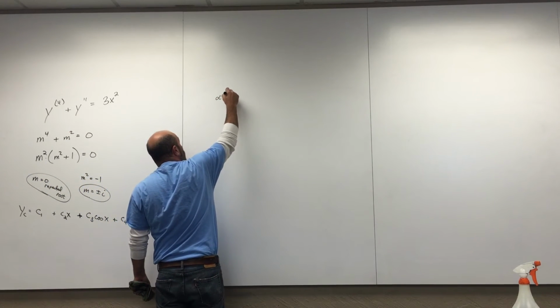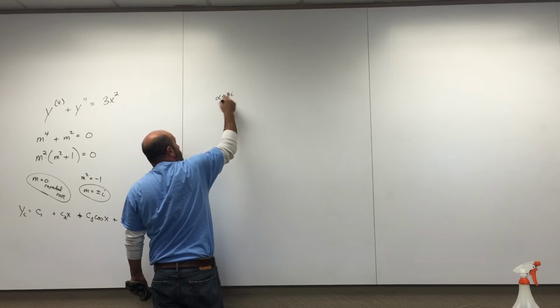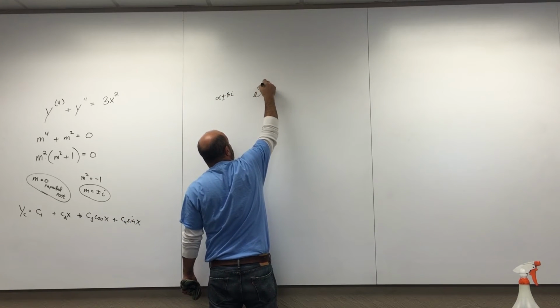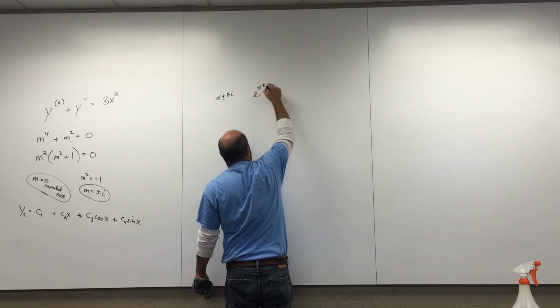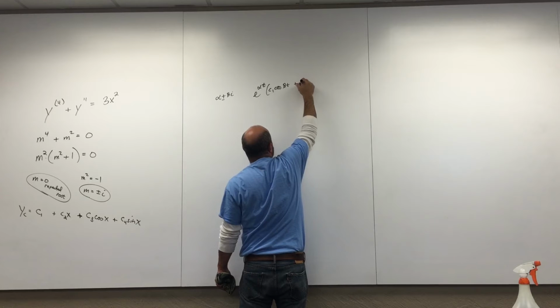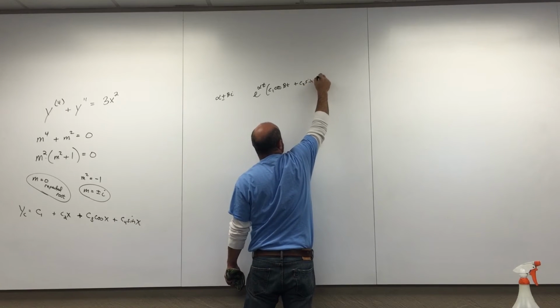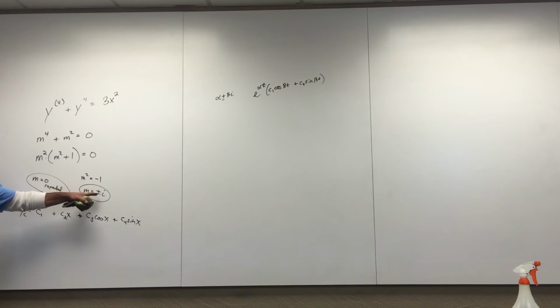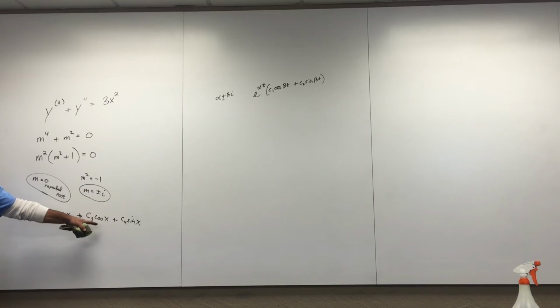Listen, one more time. My notes were, when I have alpha plus or minus beta i, what I had was e to the alpha t, or x, c1 cosine beta t, c2 sine beta t. So that's what I just did, you guys, with the 0 plus or minus 1i. That's what we just did.